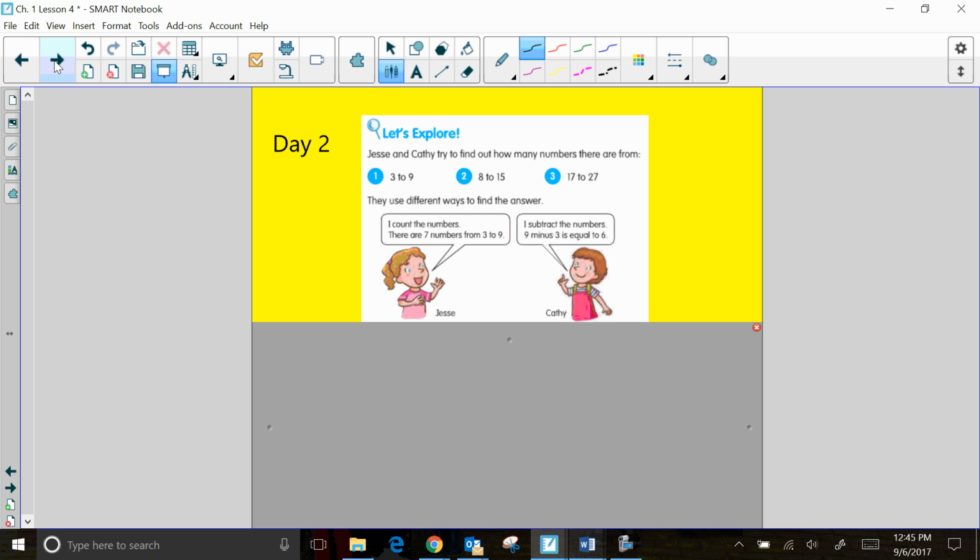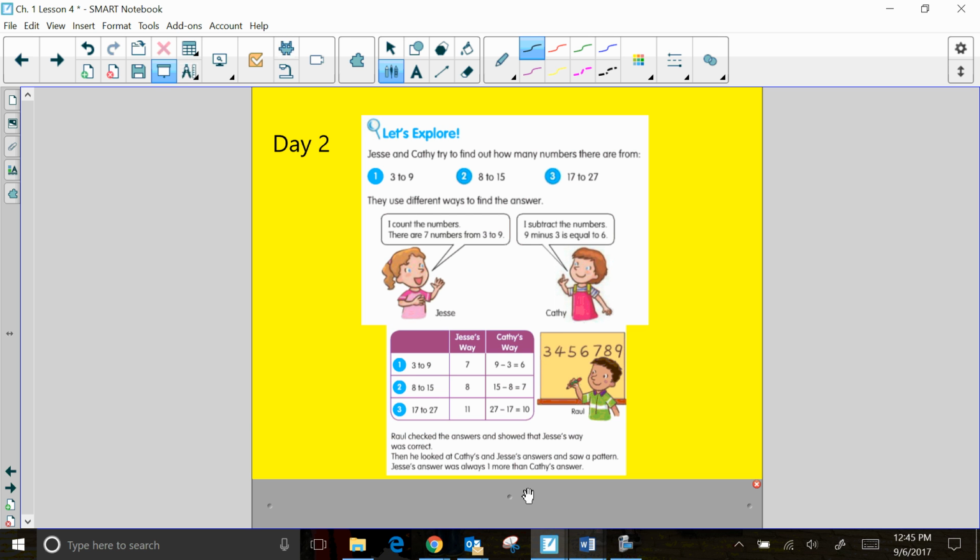All right, so now we have some practice. Jesse and Kathy try to find out how many numbers there are from 3 to 9, 8 to 15, and 17 to 27. They use different ways to find their answers. Jessie here says she counted all the numbers. There were 7 numbers from 3 to 9. But Kathy said she used subtraction and said 9 minus 3 equals 6. So Jessie's way had 7. Kathy's way had 6.